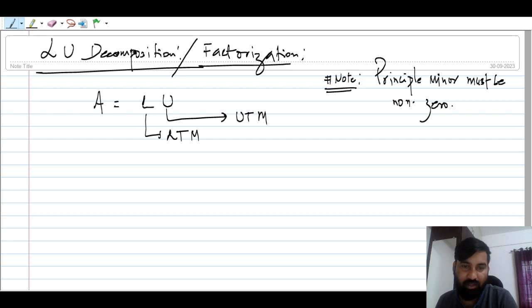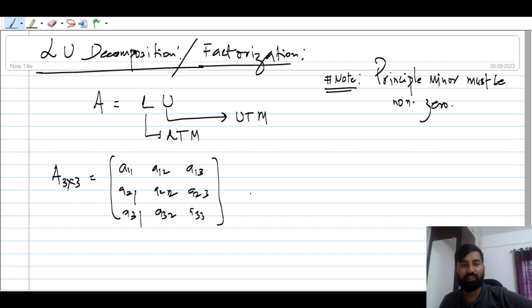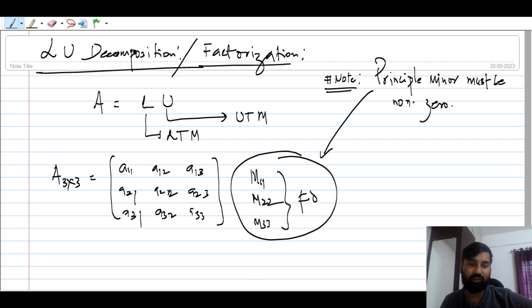Let me take a 3 by 3 matrix. Suppose we have a 3 by 3 matrix whose elements are A11, A12, A13, A21, A22, A23, A31, A32, A33. If I want to find the principal minors, they are M11, M22 and M33. So they should be non-zero. This is the first criterion that you have to keep in mind.